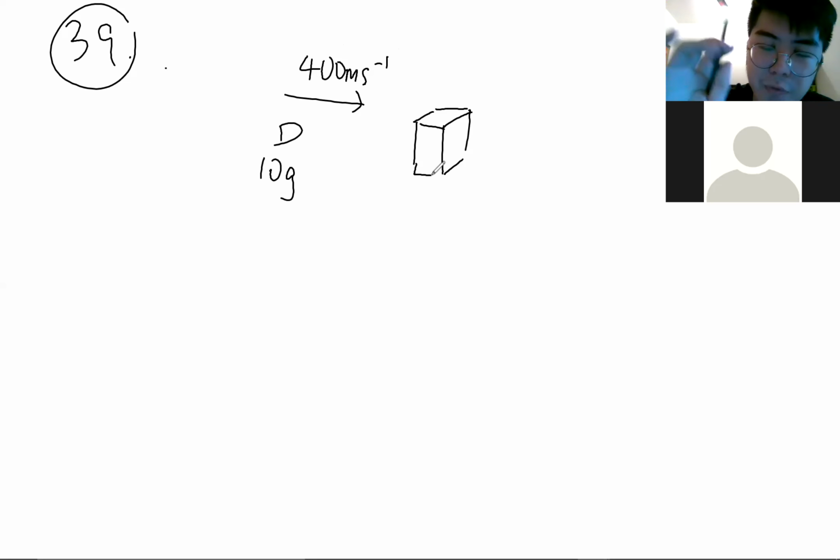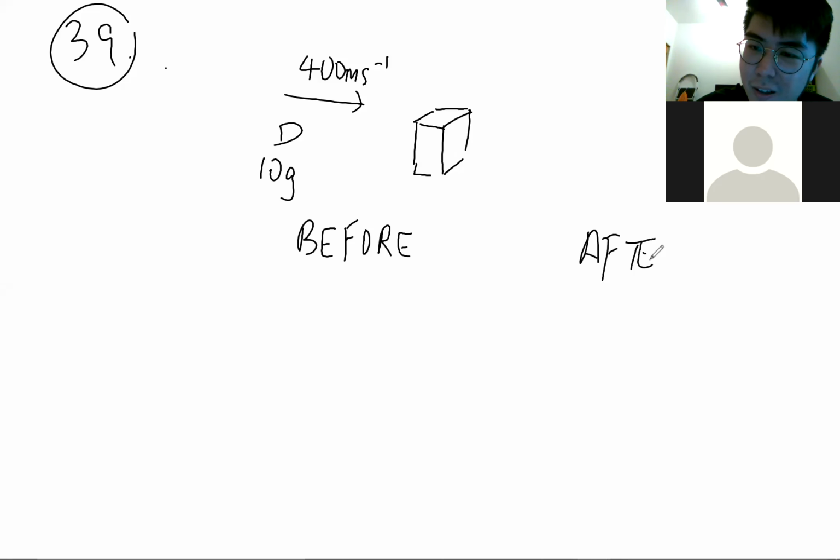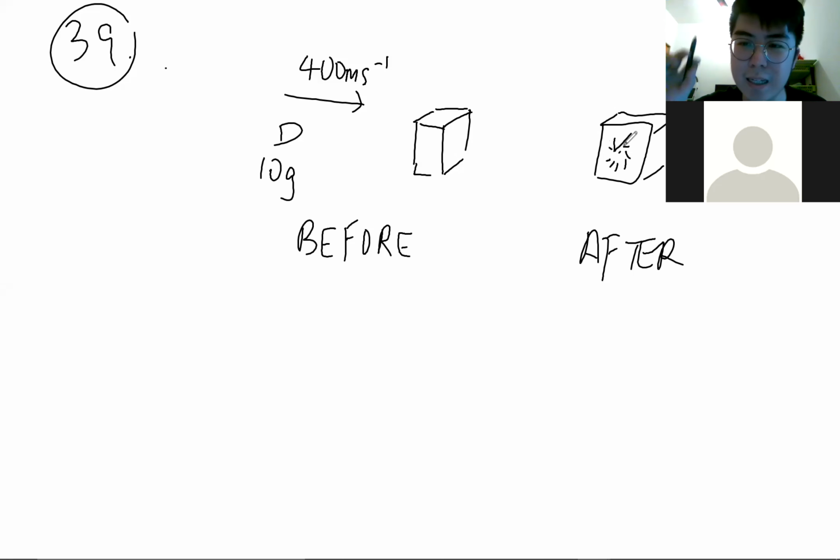Okay, the case before: the bullet is moving toward the block, right? After: the bullet hits the block and it sticks inside, right? It sticks inside. So that is the before and after. So before, what is the total momentum before? We know that according to the principle of momentum, right? Total before is total after.